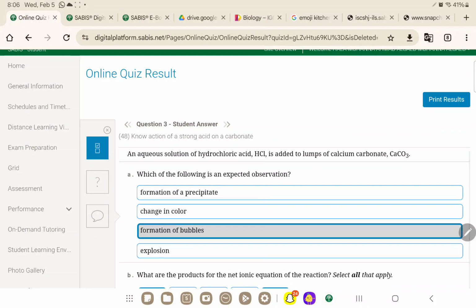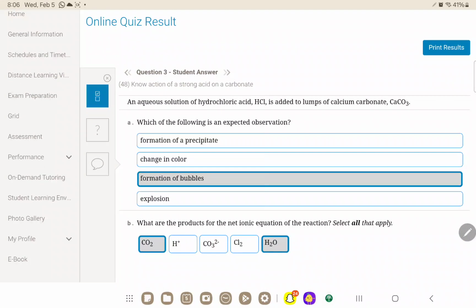Okay, so HCl, we know that an acid with a carbonate forms bubbles or effervescence of gas. And the net ionic products are going to be CO2 and H2O, of course.